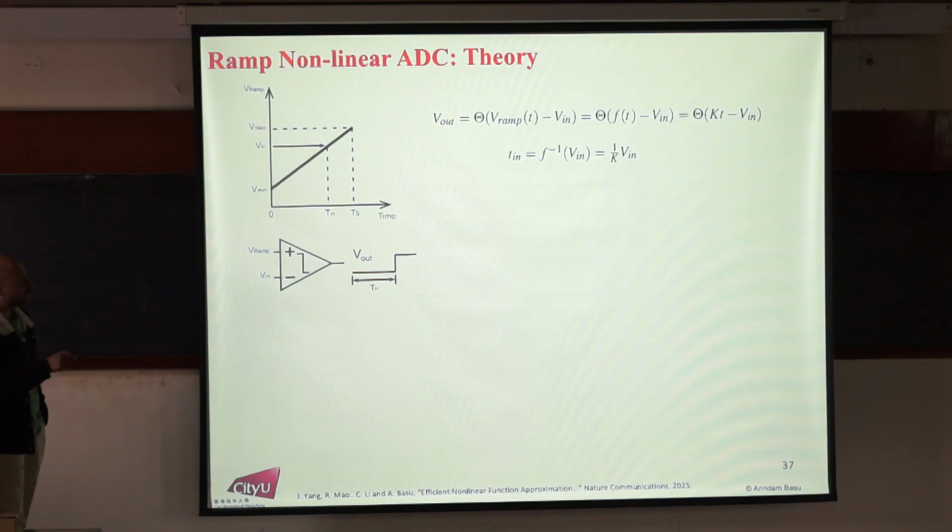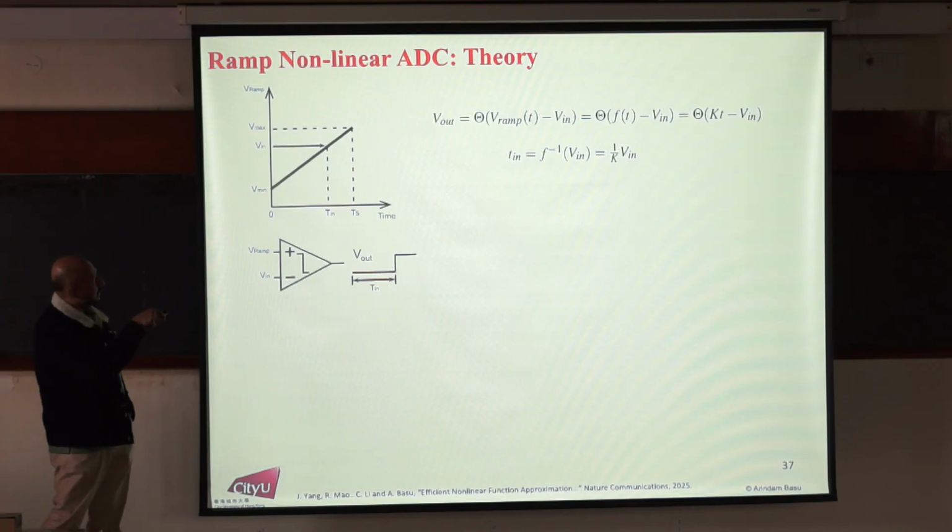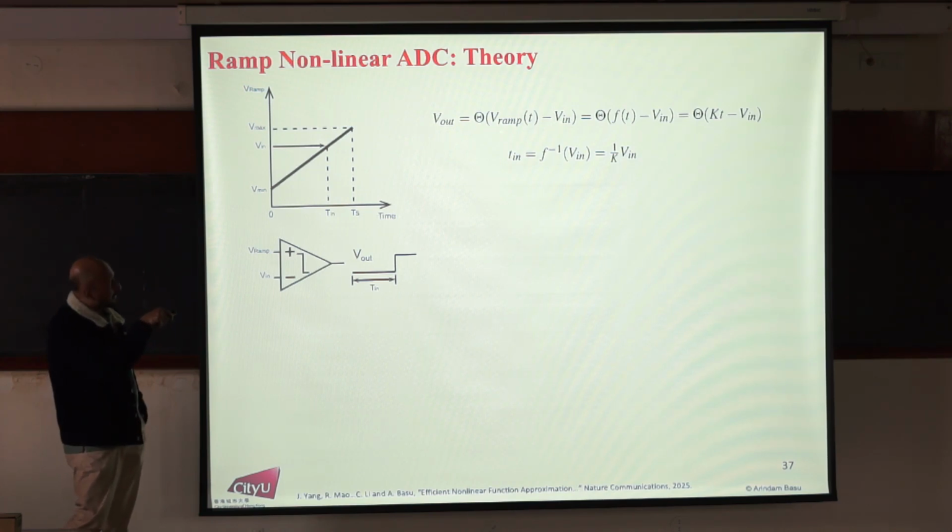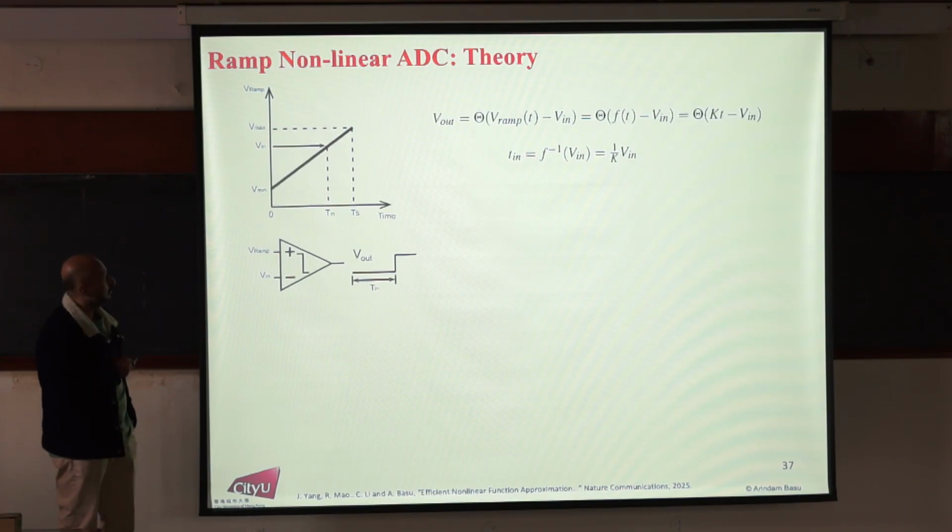So if you look at it mathematically, this output voltage is theta, the Heaviside function comparing the ramp voltage to Vin. The ramp I am writing as some function of time, which is proportional to time in this case. And then what I'm looking at is the time for the two signals to cross. So basically if I look at ramp minus Vin, I'm looking at the zero crossing of this thing. So the time of the zero crossing is, if I look at this function, F inverse of Vin.